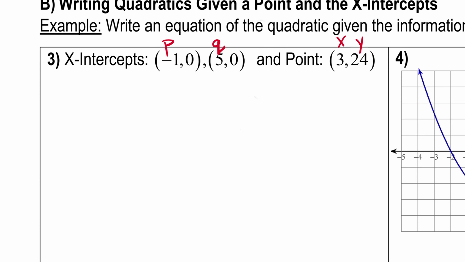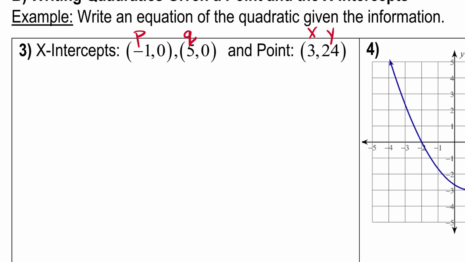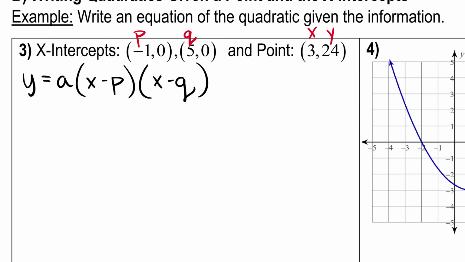So let's look at my equation that we just did. y equals a(x minus p)(x minus q), and now I'm going to plug in everything that I have. So notice I have y, I have x, and I have p and q.